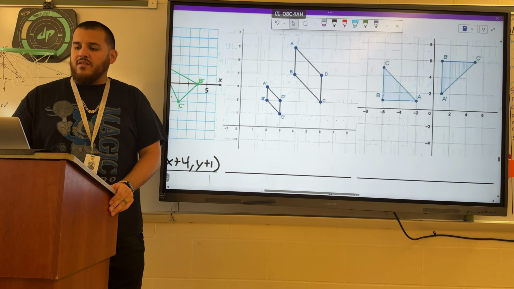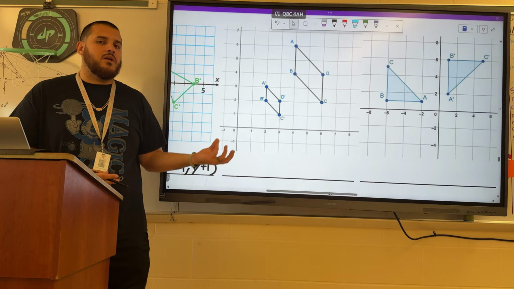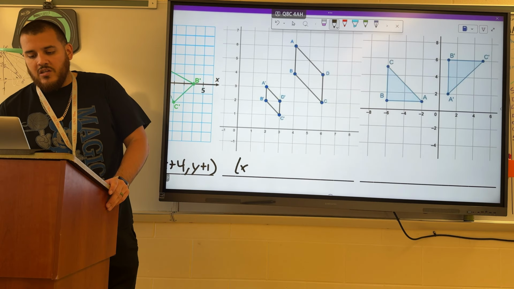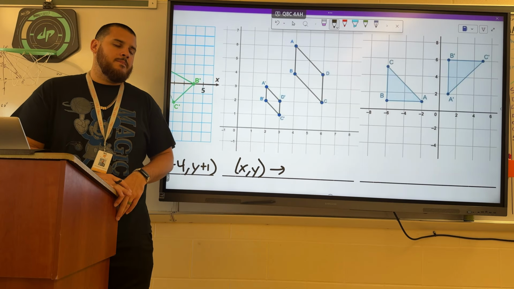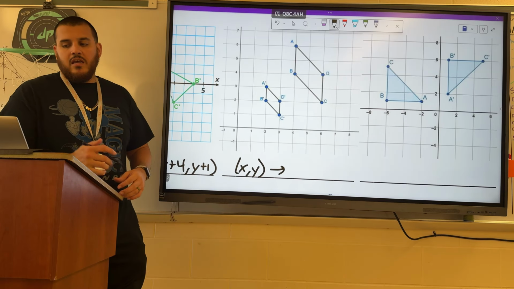Right, next we have a dilation. How do we know it's a dilation? Because our figure got smaller or bigger. That's your key that a dilation happened. When we do dilations, we're multiplying our pre-image by a scale factor. Okay, so we just need to figure out what that scale factor is in our problem.